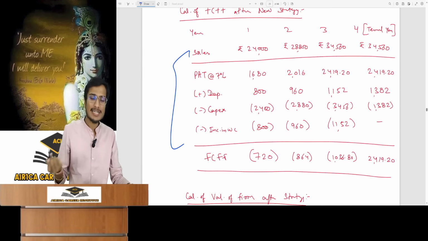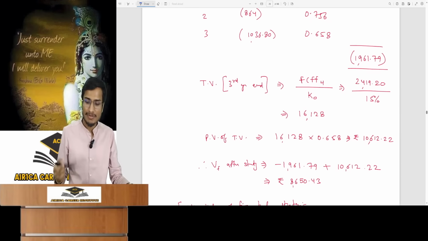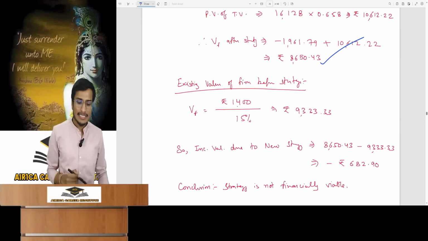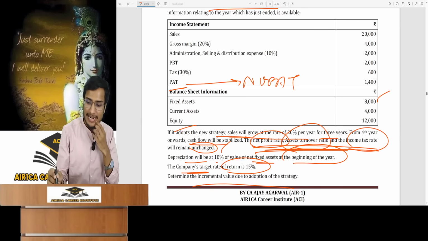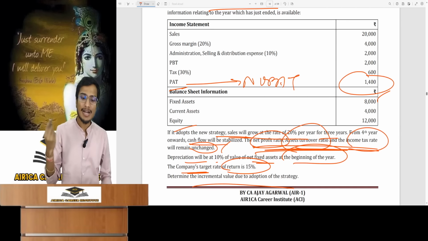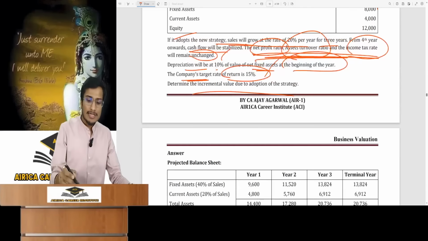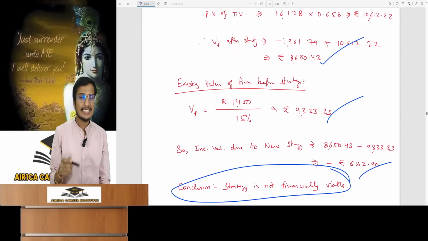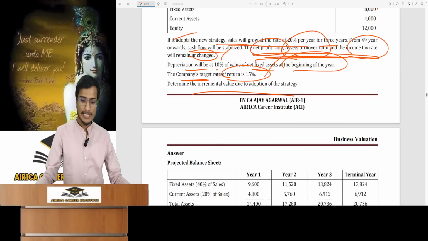So with the FCFF, you can now calculate the value of the new firm. This determines the firm's value from the new strategy. Strategy's existing value and no PAT equivalent to PAT. I told you the reason, divide by your existing. Discounting rate is 15%. The existing value came out negative. Means strategy is bad. Your question is complete.